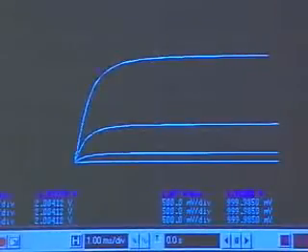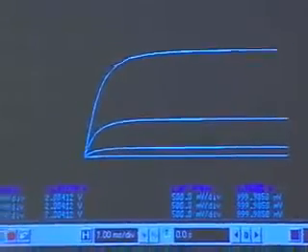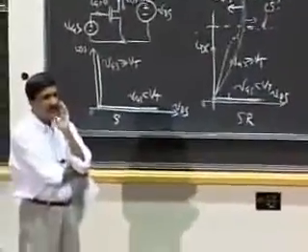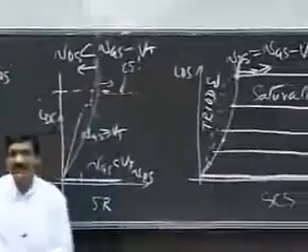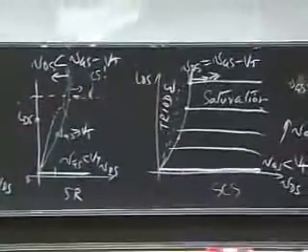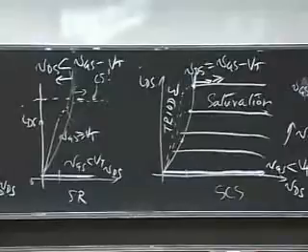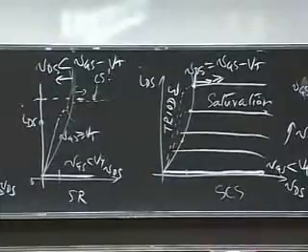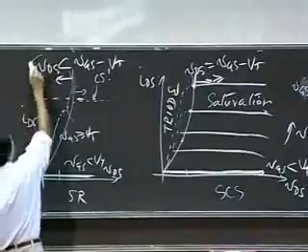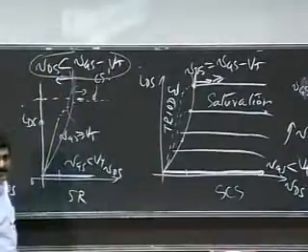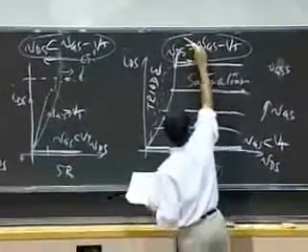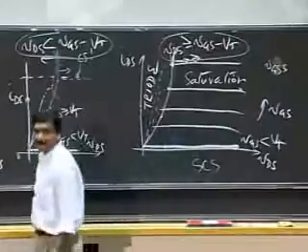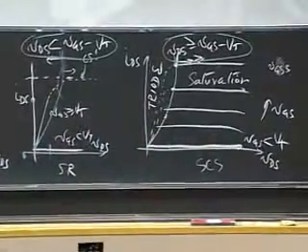Okay, so one question you may ask is, when do I use one model or the other? When do I use the SR model, and when do I use the SCS model? If you want to do a real detailed analysis, then you can use the SR model when VDS is less than VGS minus VT, and you would use this model when VDS is greater than or equal to VGS minus VT. Okay, that's simple enough.